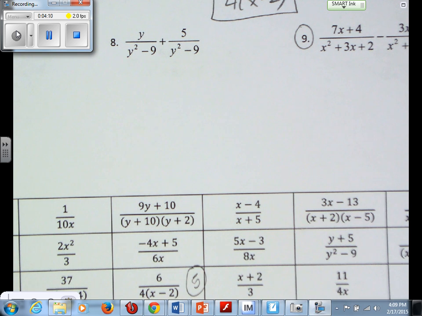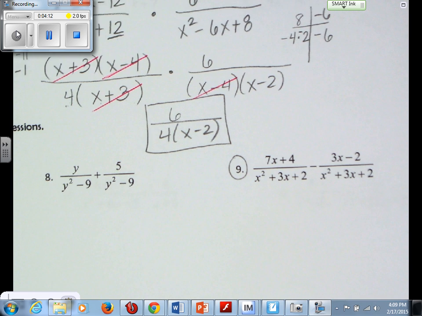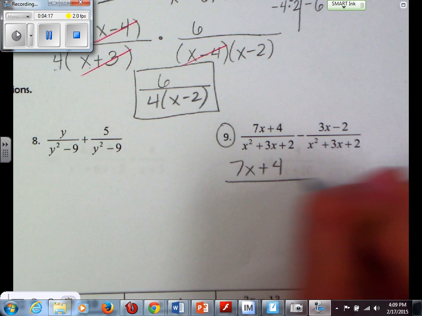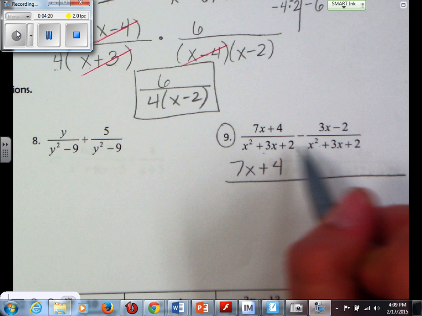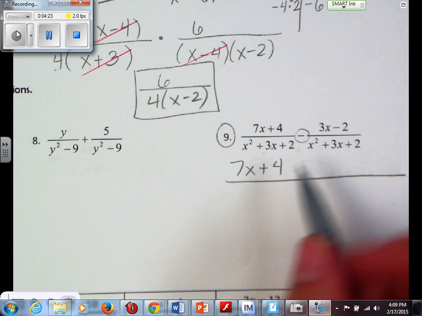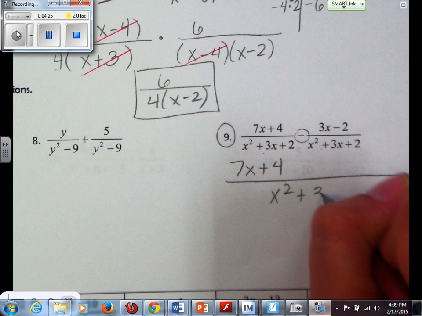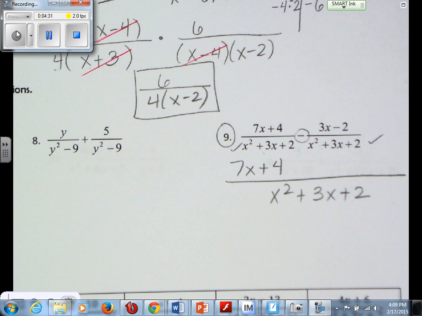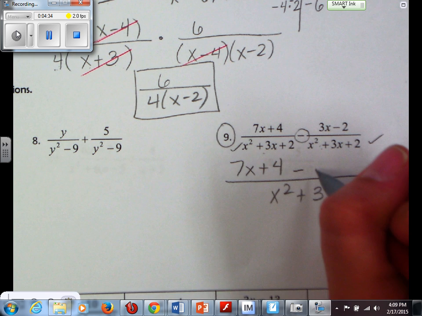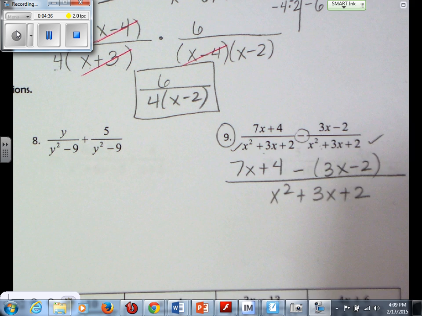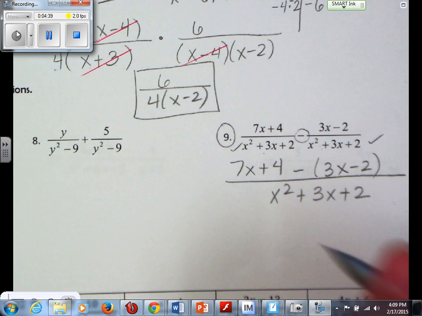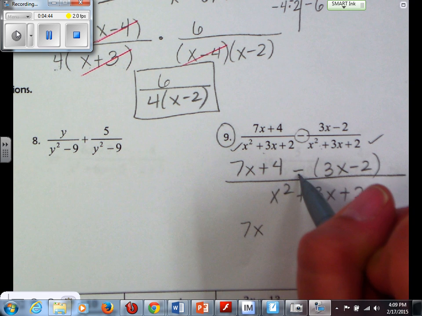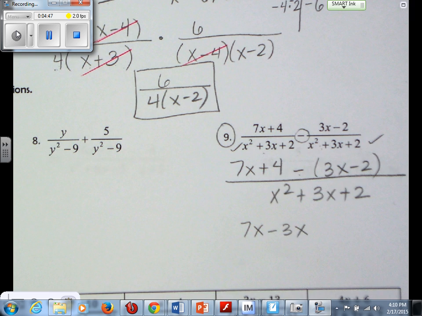Okay, let's look at number 9. If we look at number 9, you have 7x plus 4 stays the same. And you see how this time we're subtracting. So you have a common denominator of x squared plus 3x plus 2. So you don't have to do anything because the denominators are the same. Okay, so 7x plus 4 minus 3x minus 2. So if I'm going to rewrite it, I'm going to write 7x and put the like terms together. What is negative 1 times 3x? Negative 3x.